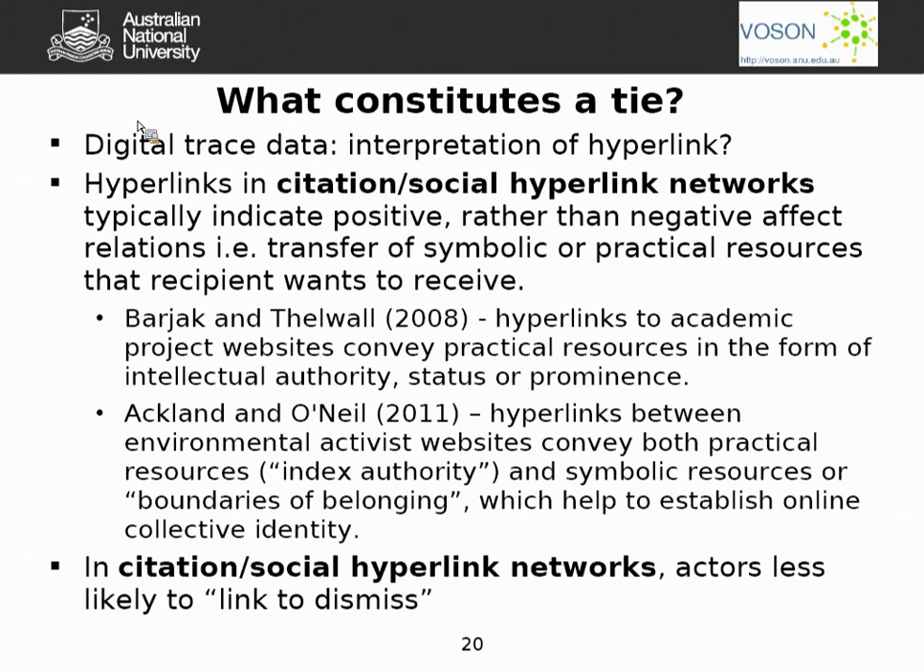In a paper that I have with Matthew O'Neil in Social Networks, we looked at hyperlinks between environmental activist websites, and we argue that hyperlinks in that context convey practical resources in terms of what we call index authority. So it leads to a website being more prominent because it is more highly ranked on a web index or a search index. And also symbolic resources, or what we call boundaries of belonging, which help to establish online collective identity. In citation and social hyperlink networks, I believe that actors are less likely to link to dismiss. What they're more likely to do is simply ignore an actor that they don't agree with.